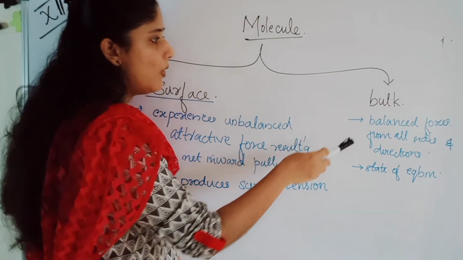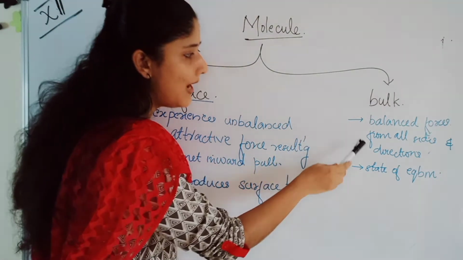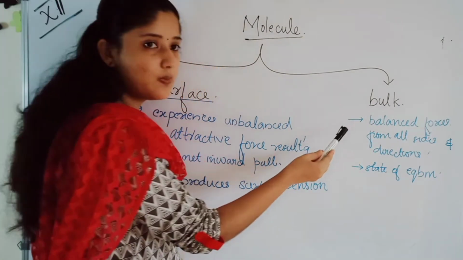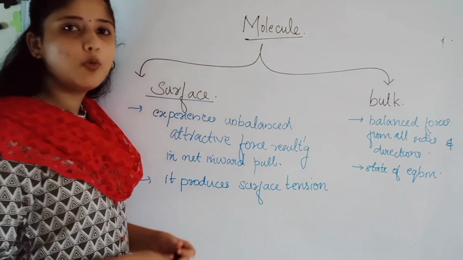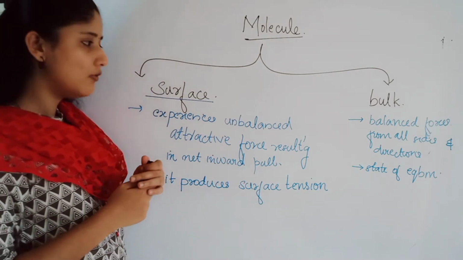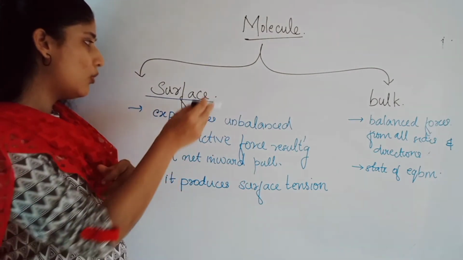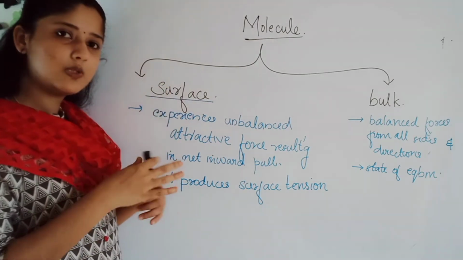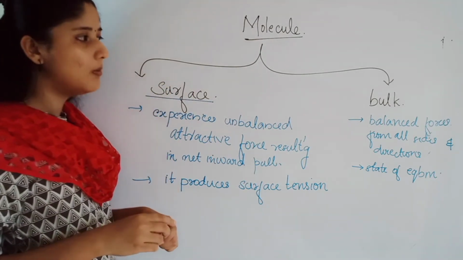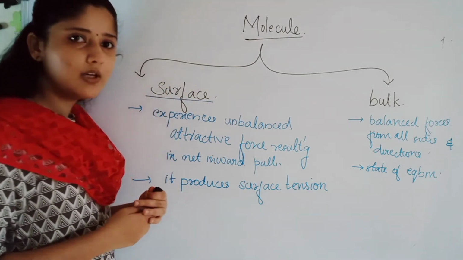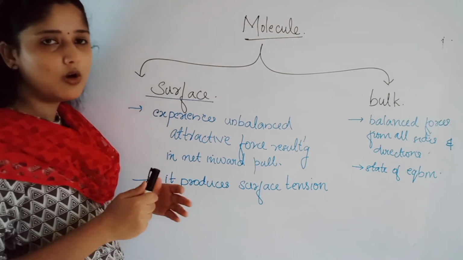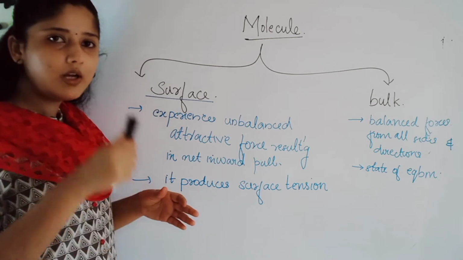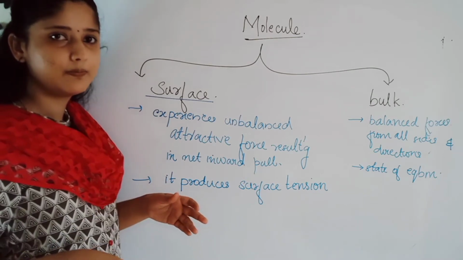Next, what happens here? In the bulk, a molecule experiences a balanced force from all sides and directions, and the molecules will be in a state of equilibrium. The molecules on the surface will experience an inward pull, while the molecules in the bulk will be in an equilibrium state, because the force will be equal in all directions and sides.